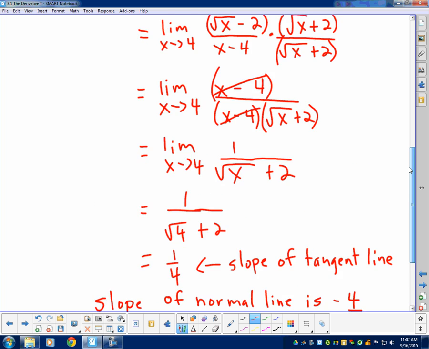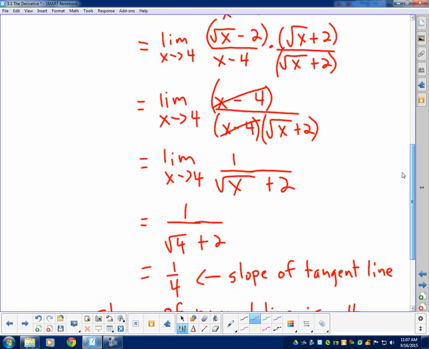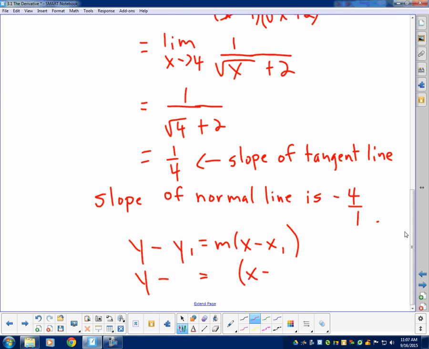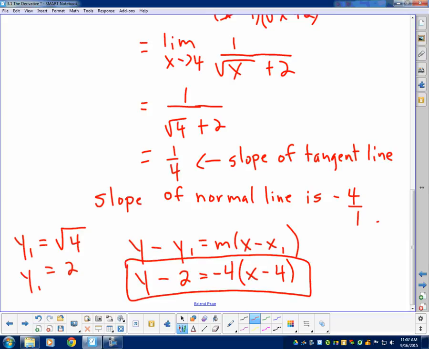You've got to go back up to the original formula. It was y equals square root of x, right? So y1 is going to be equal to square root of 4, or 2. So y1 is 2. x1 was 4, and the slope is -4. Box your answer, and you got it. This will be on the AP exam. It's on there every year. In the multiple choice portion, they'll ask you to find the slope of the tangent line, or equation of the tangent line, or slope of the normal line, or equation of the normal line.